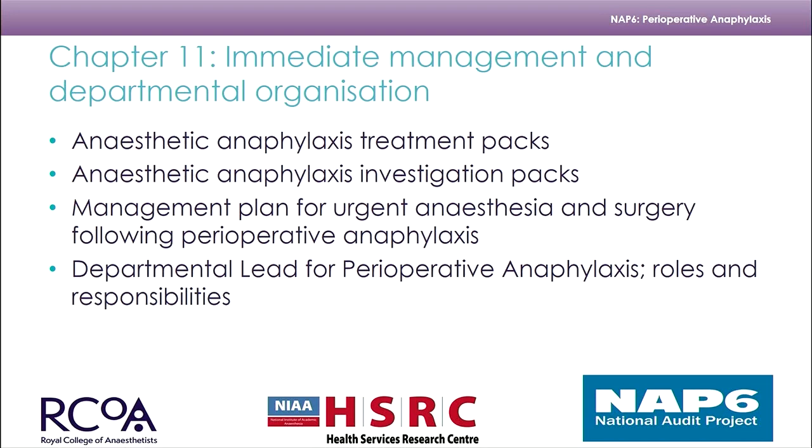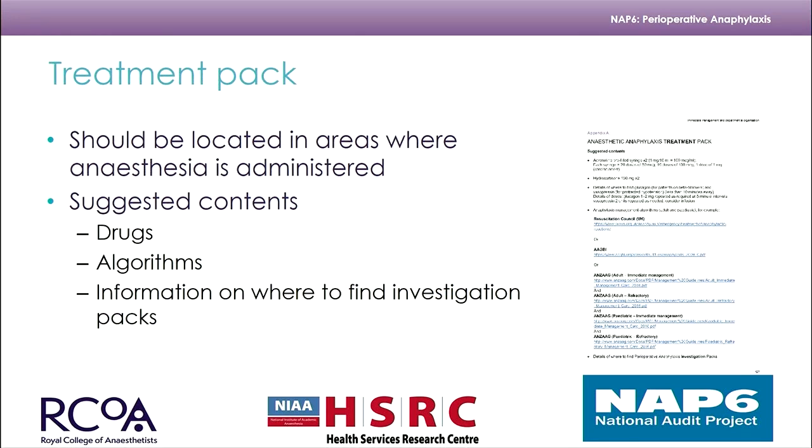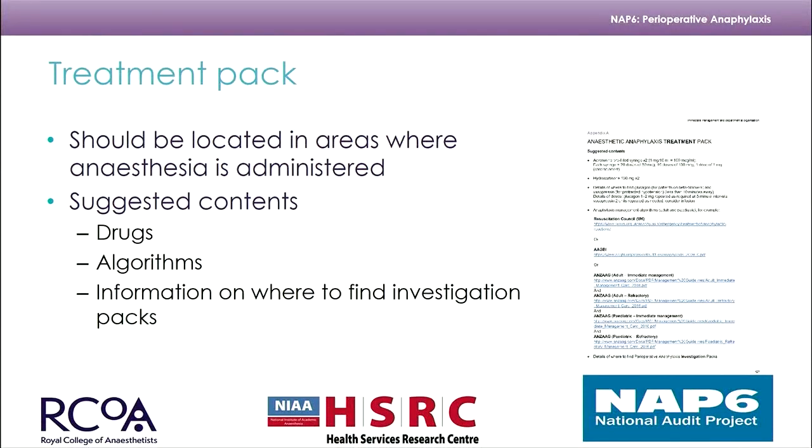So in Chapter 11, which is the immediate management chapter that Nigel's just been talking about, there are essentially 4 appendices, one of which has a number of different parts. So the first one is anaphylaxis treatment packs, which I'll start with just now. The treatment packs should be located in all areas where anesthesia is administered. This document isn't actually a pack that includes what you need, but is specifying what might be of benefit to have in these packs, including the drugs, treatment algorithms, and information on where to find the investigation packs.